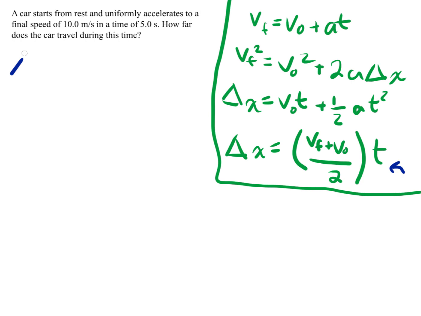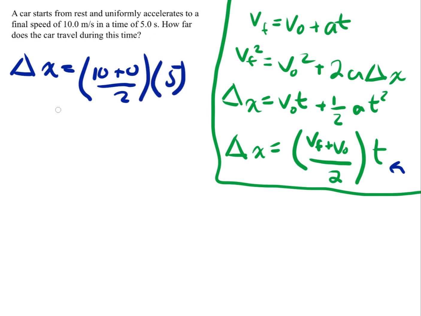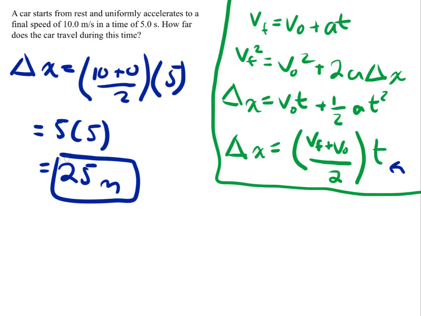So the change in x is equal to the average of the final and initial velocities times the time interval. So the final velocity is 10, the initial velocity is 0, over 2, and then times the time interval, which is just 5 seconds. Now this equals 5 times 5, which still gives you a distance of 25 meters. And that is the answer to how far the car travels.